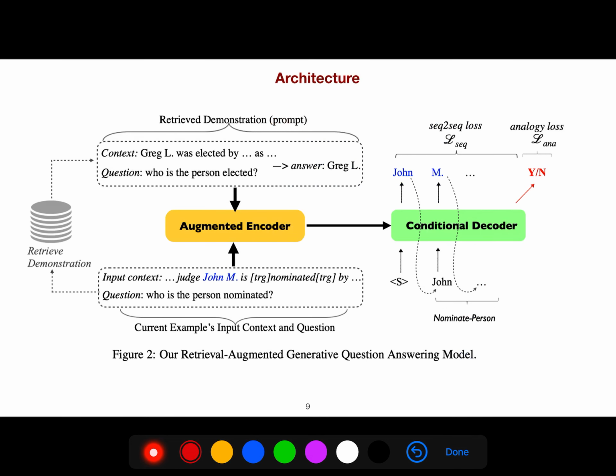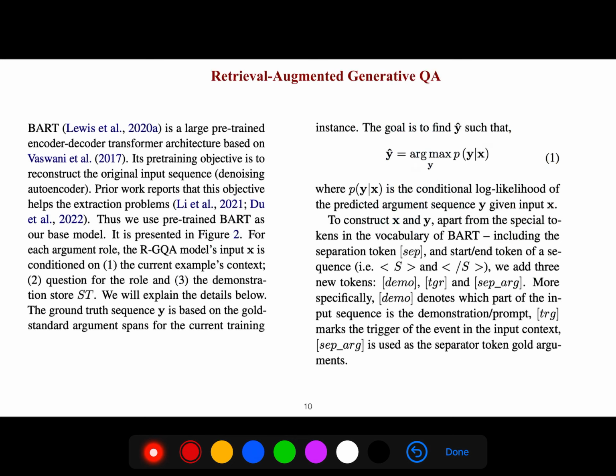So this is the architecture. First we retrieve, and then the rest of it is just a conditional decoder that generates the answer. And of course we have a binary variable, one or zero, indicating whether you are using analogy or not.